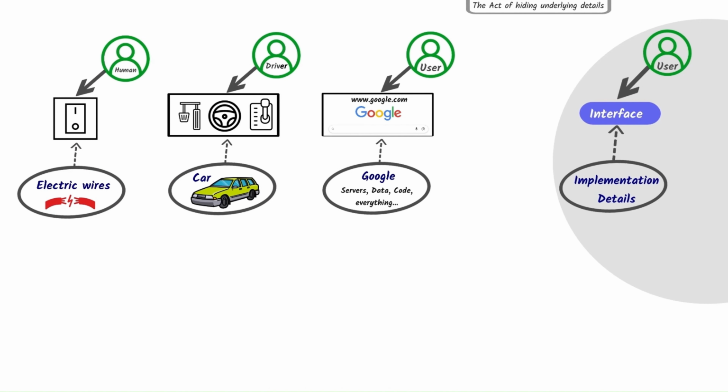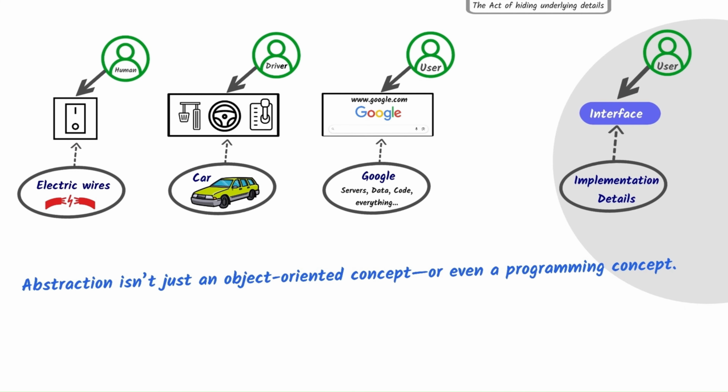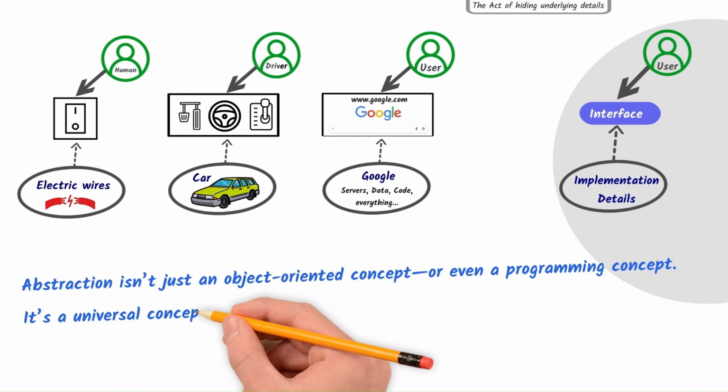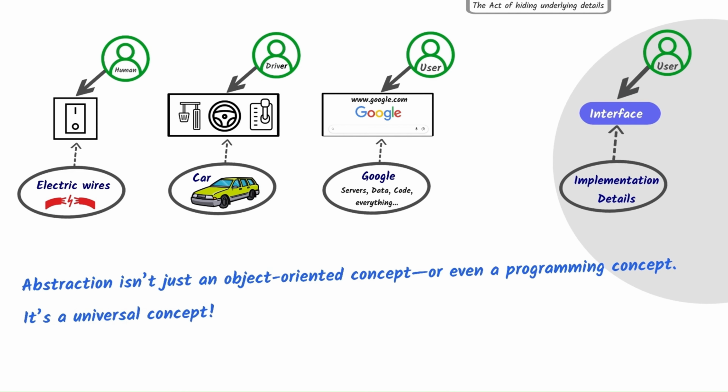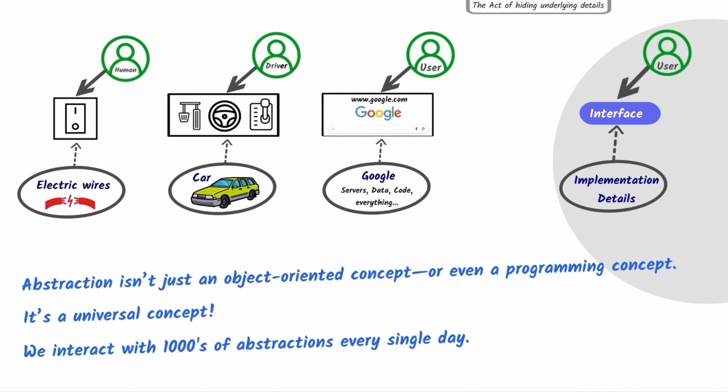At this point, it's important to understand that abstraction isn't just an object-oriented or programming concept. It's a universal concept that you will find everywhere. Our world and our daily interactions are full of abstractions. We interact with hundreds or even thousands of abstractions every single day. Even right now, when you're watching this video, you're using an abstraction.